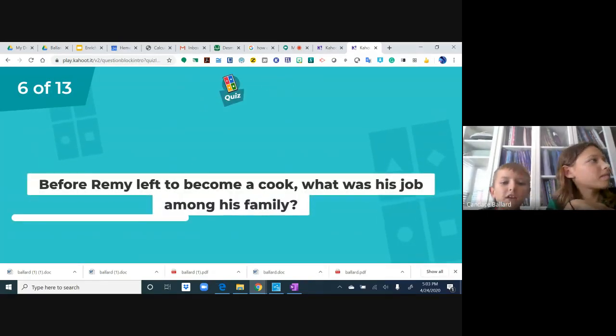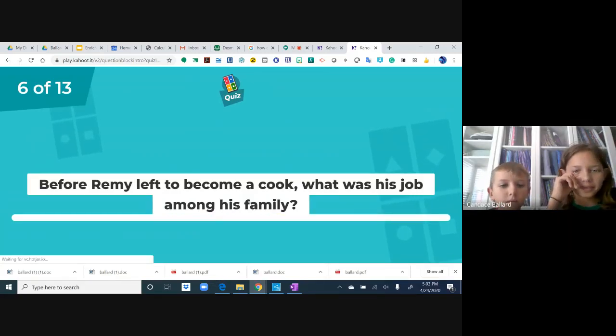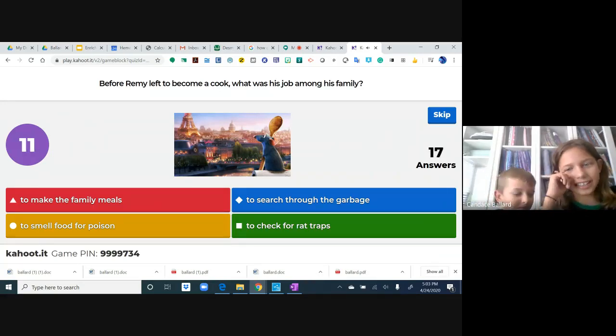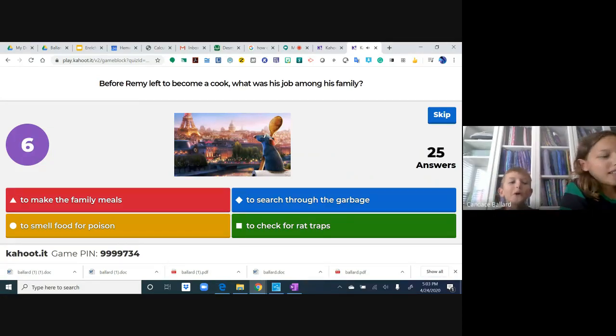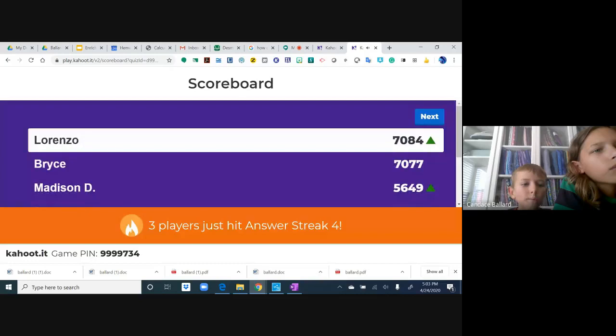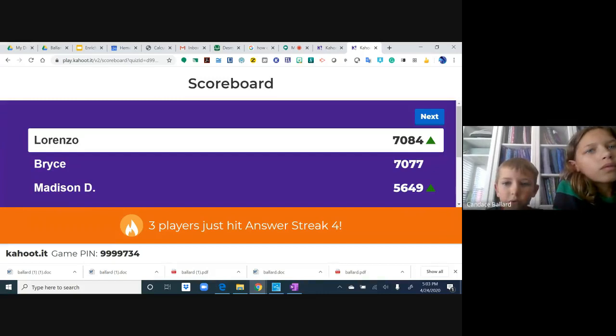Quiz. Before Remy left to become a cook, what was his job among his family? To make the family meals, to smell food for poison, to search through the garbage, or to check for rat traps? Oh, that's a bad life. Checking for rat traps. Yeah, you could get killed by one if you're a mouse. 3, 2, 1. Yes, to smell for poison. What? Okay, keep going. Oh my god. Whoa, Madison, Bryce got knocked out. Bryce! Oh my gosh. Madison, all right, you gotta keep going, Andy boy.